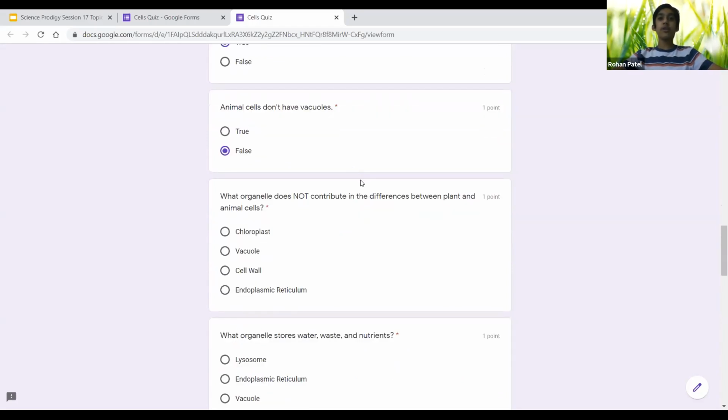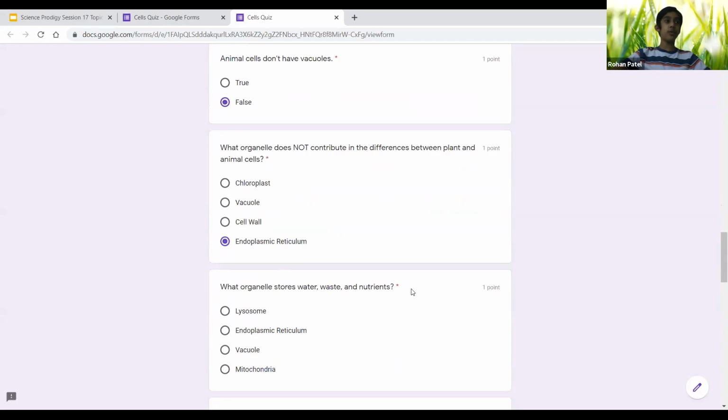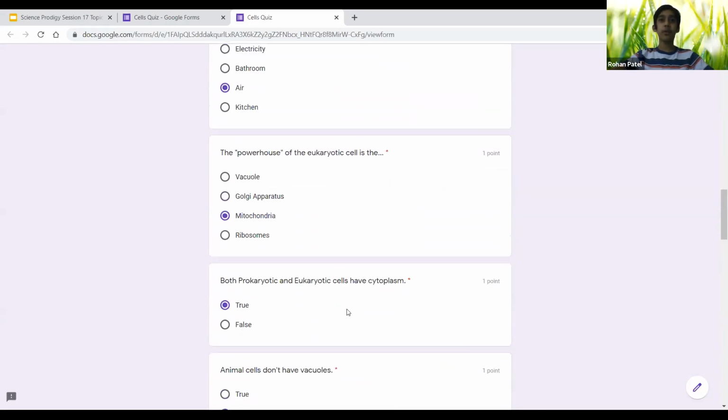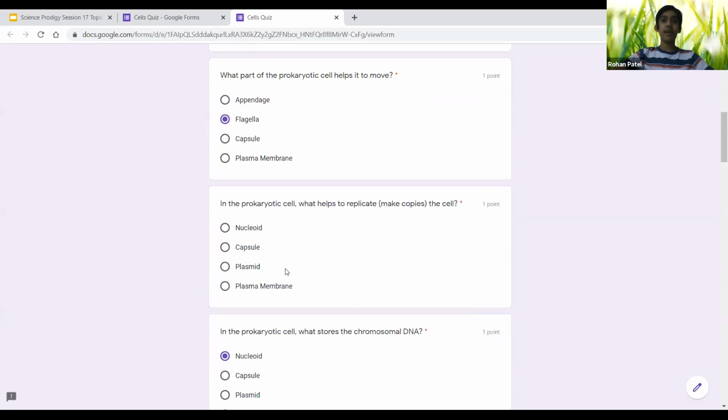What organelle does not contribute to the differences between plant and animal cells? The answer is the endoplasmic reticulum. It has nothing to do with it. Okay. What organelle stores water, waste, and nutrients? The answer is the vacuole. Oh, I forgot to answer it. Okay, yeah. The answer was the plasmid.